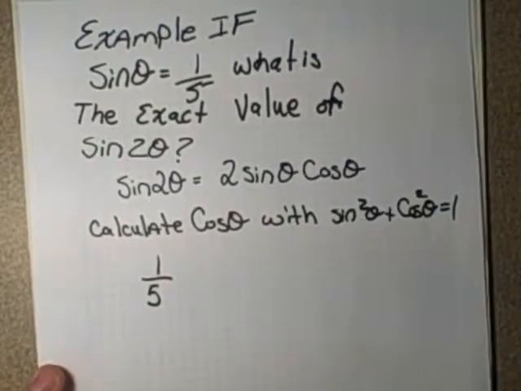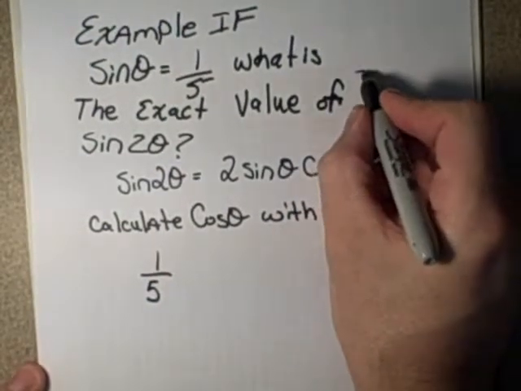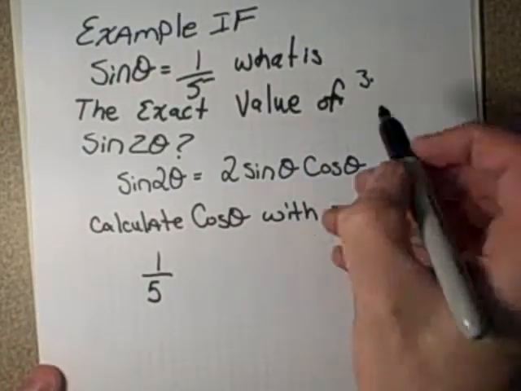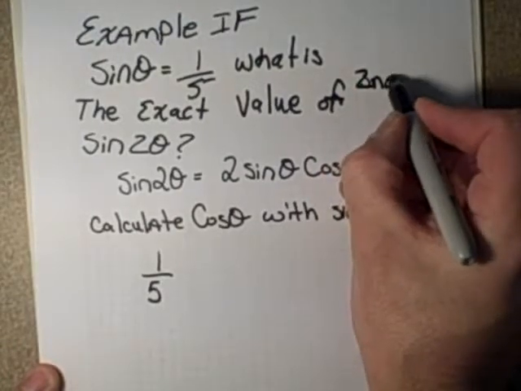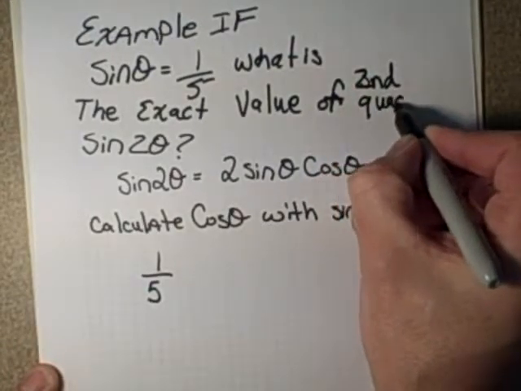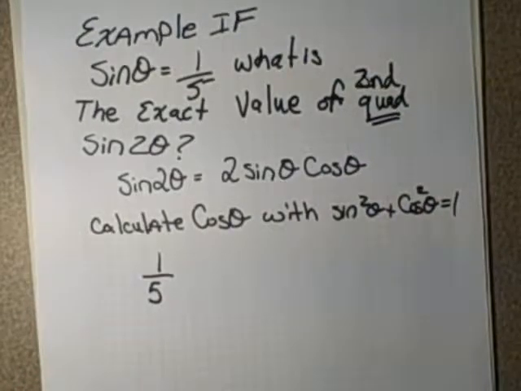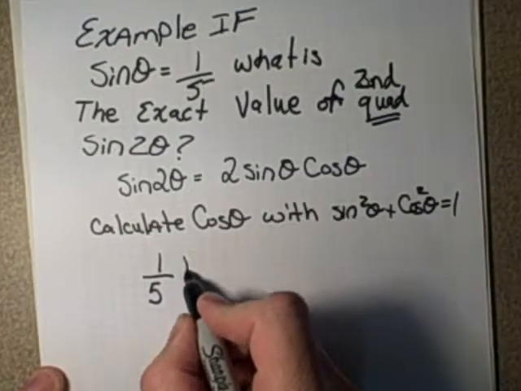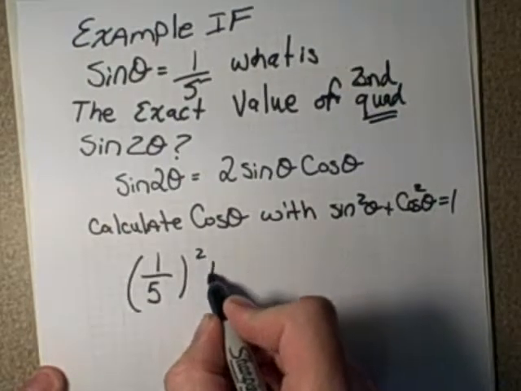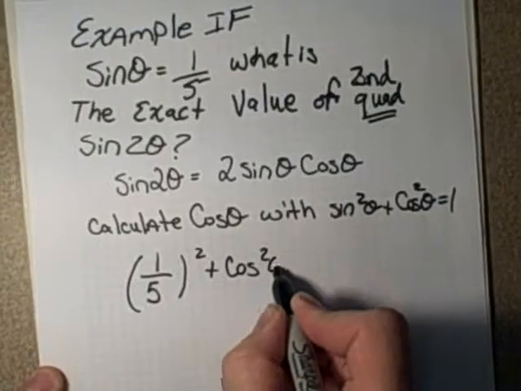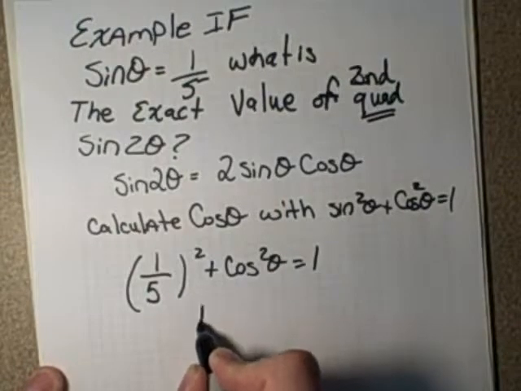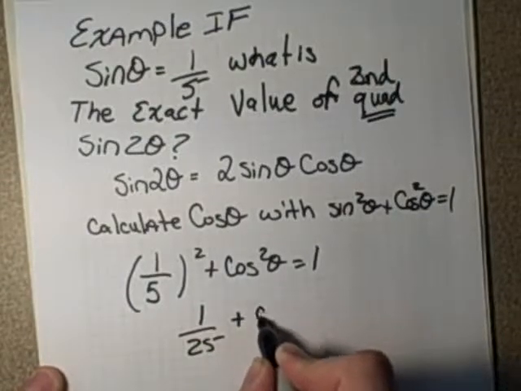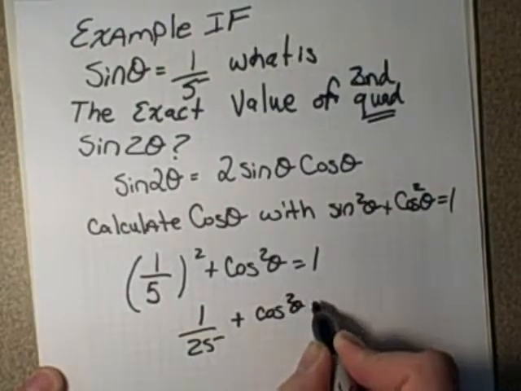And I guess I should have told you what quadrant it is in. Let's say the third quadrant. No, sine is not positive in the third quadrant. Let's say the second quadrant. You always have to know the quadrant for sines. Just an oversight on my part. Say it's in the second quadrant. So we have 1/5, that's the sine, squared, plus cosine squared theta is equal to 1. So this is 1/25 plus cos squared theta is equal to 1.